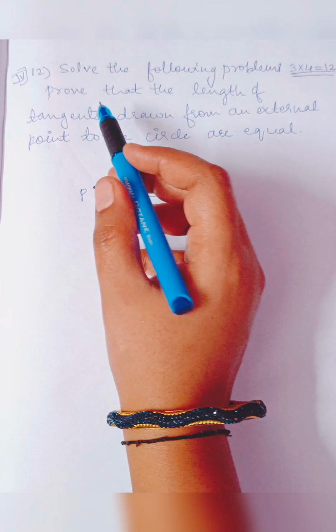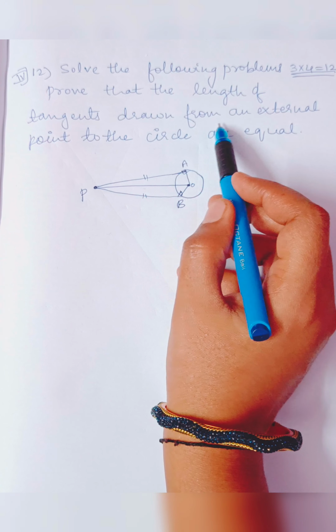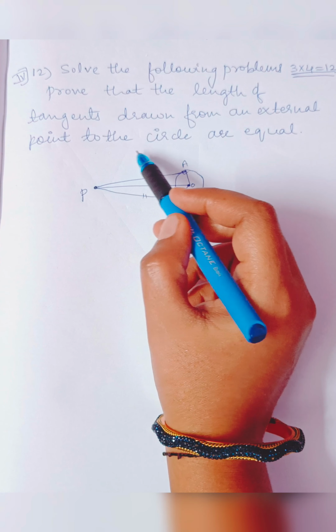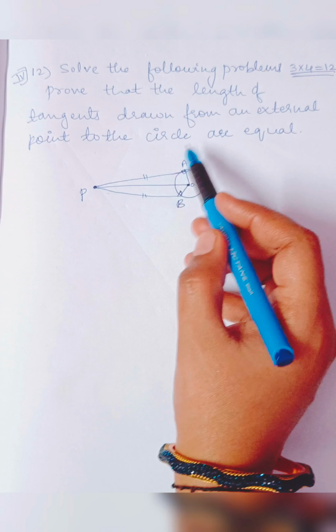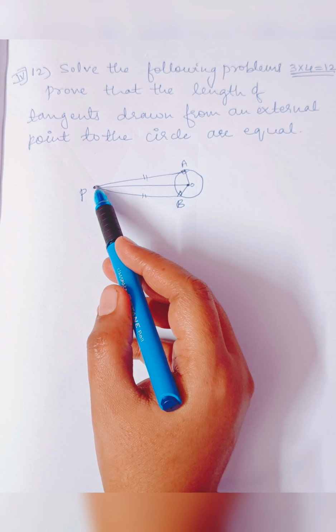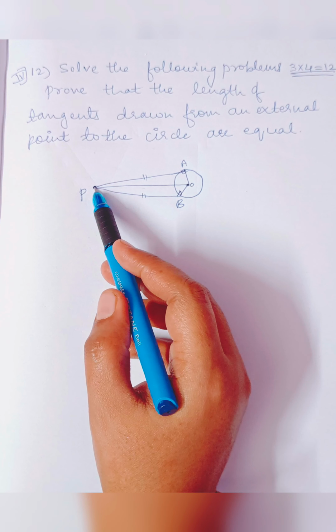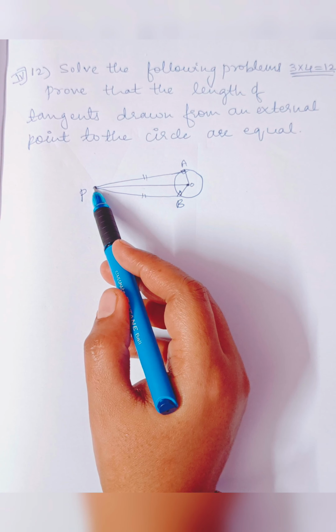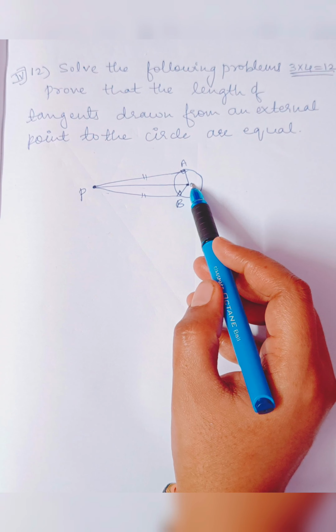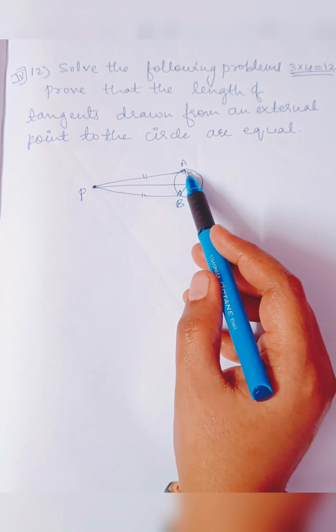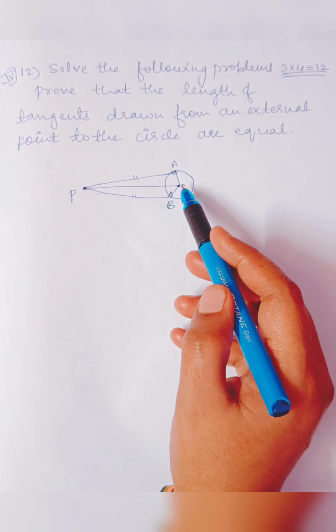Now, what the question says: prove that the length of the tangents drawn from an external point. So length of tangents means this tangent and this tangent. The lengths of both tangents from an external point are equal. Okay, we need to prove that. We have to prove PA equal to PB. And this is the origin and this is the radius. OA and OB are the radius.